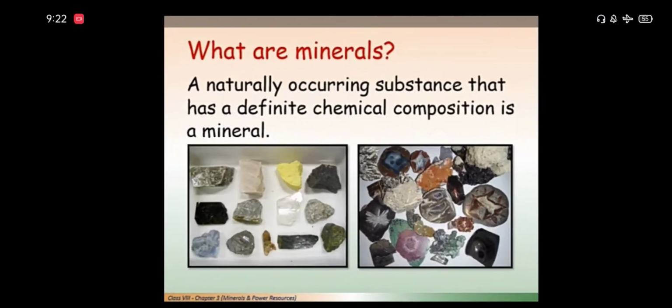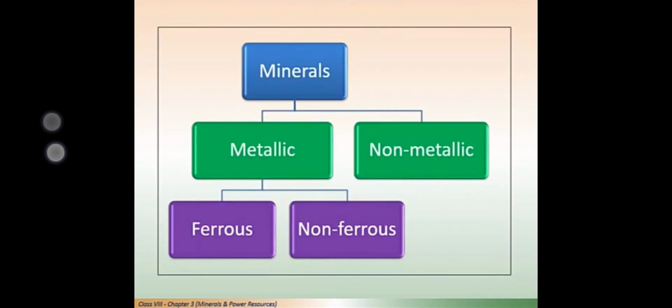Now we are going to see types of minerals. Mainly, minerals are classified into metallic minerals and non-metallic minerals. What is meant by metallic minerals? Metallic minerals contain metal in raw form, for example iron ore, bauxite, magnesium, etc. And what is meant by non-metallic minerals? Non-metallic minerals do not contain metals. Examples are limestone, mica, gypsum, etc.